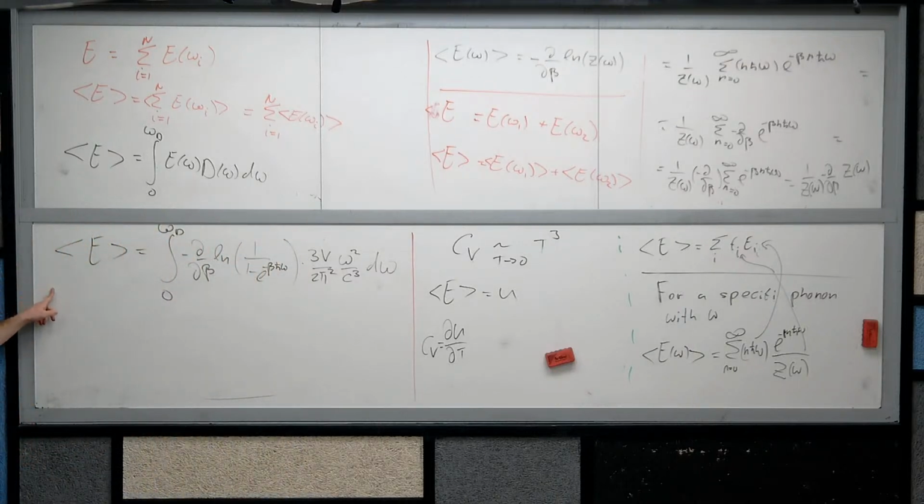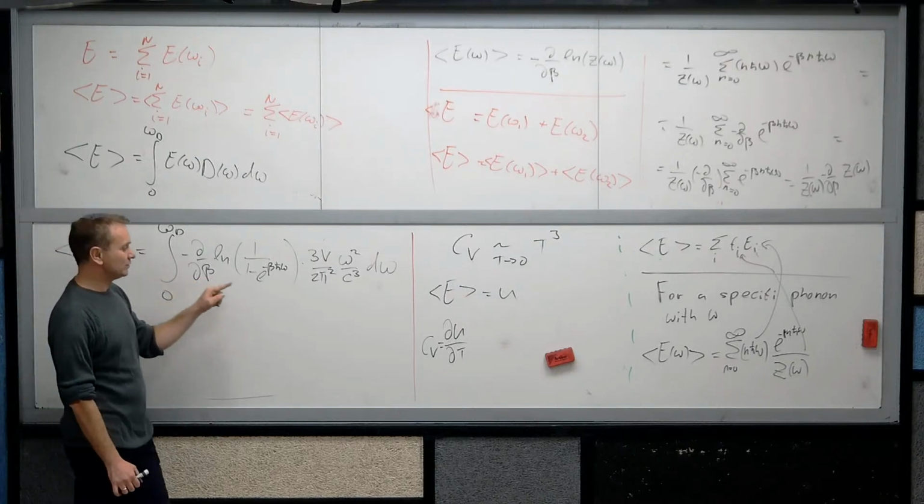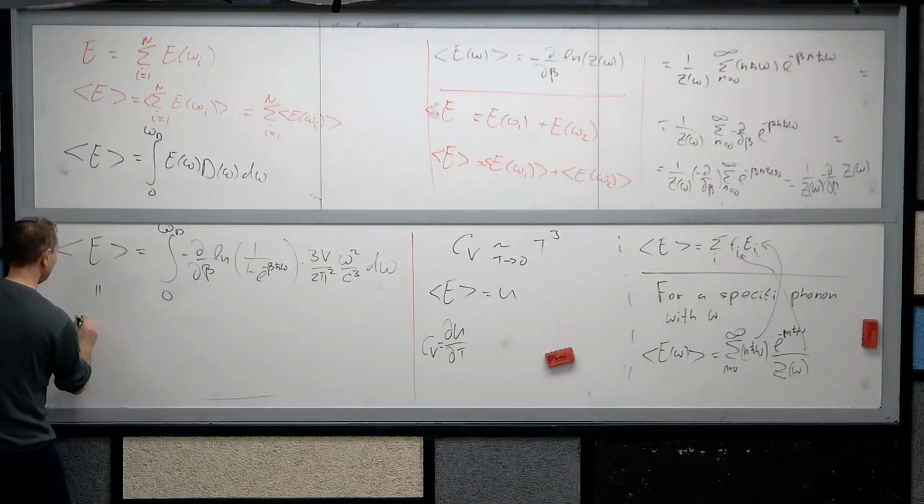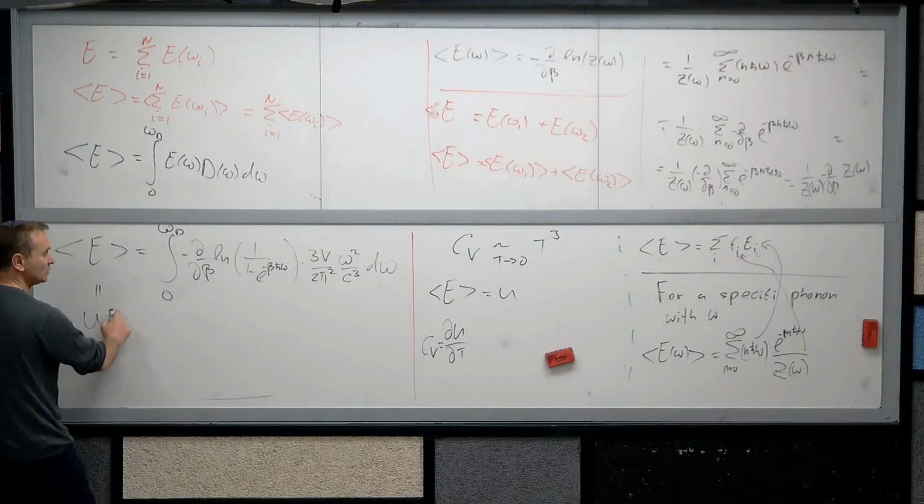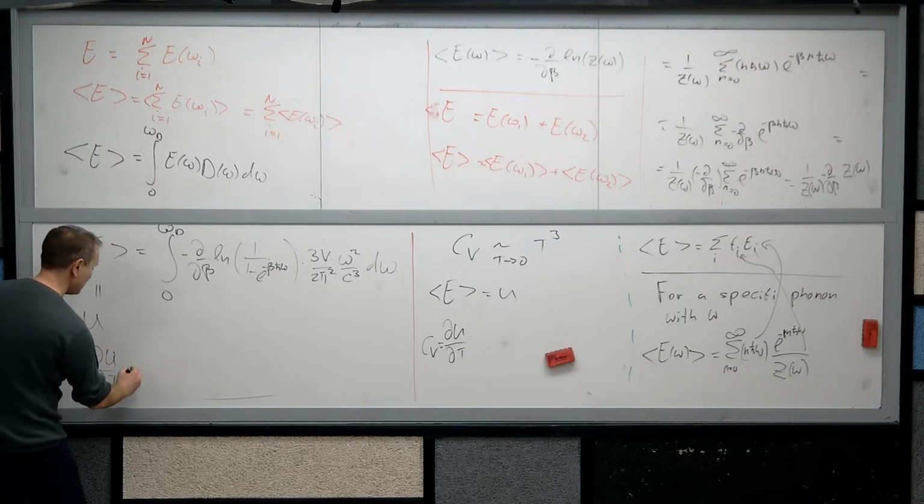So what we have to do, we have to compute this integral, then we have to take the derivative. This is U. So first of all, we compute this integral. Second of all, we compute dU over dT. And then we take this in the limit of T goes to 0.